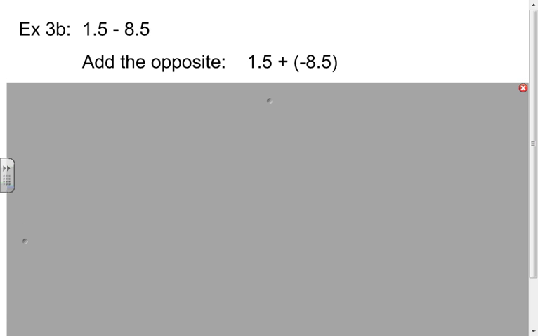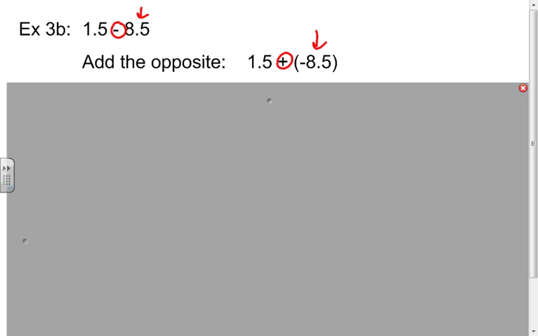1.5 minus 8.5. Again, this is a subtraction problem. We need to change it to an addition problem. So subtraction is the same thing as adding. So we change subtraction to addition. And instead of having a positive 8.5, I need a negative 8.5. That got kind of messy. So I changed the subtraction symbol to addition, and I changed the positive 8.5 to a negative 8.5. I added the opposite.